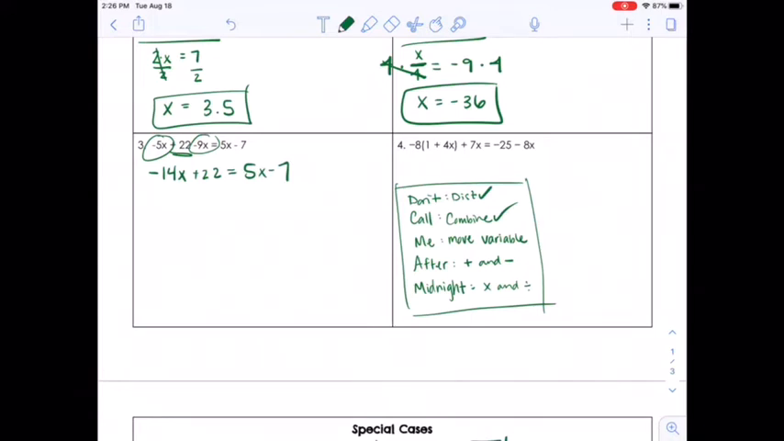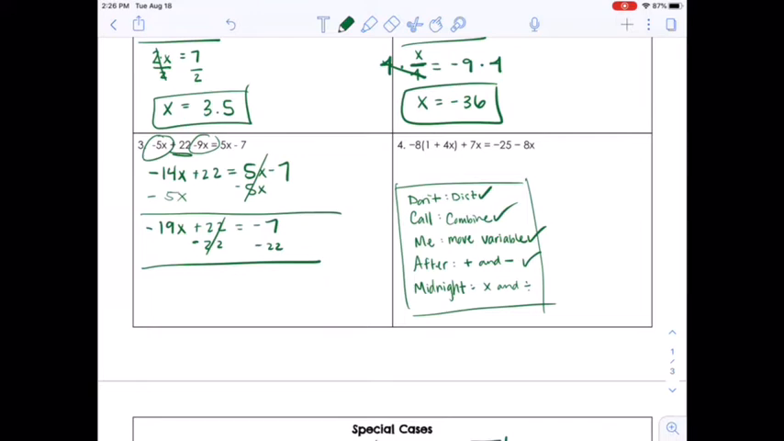Our next step is going to be to move the smallest variable. So I'm going to subtract over my 5x to the other side. So we are going to be left with negative 19x plus 22 equals negative 7. Our next step is add and subtract. So we're going to get rid of that addition that's happening by subtracting 22 on both sides. So we end up with negative 7 minus 22, which gives us negative 19x equals negative 29.